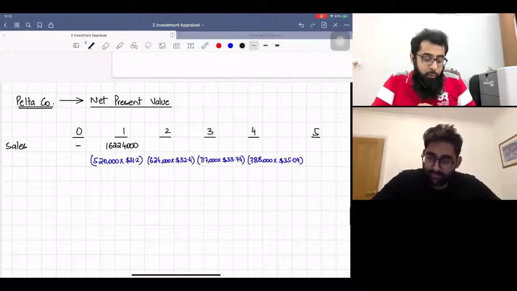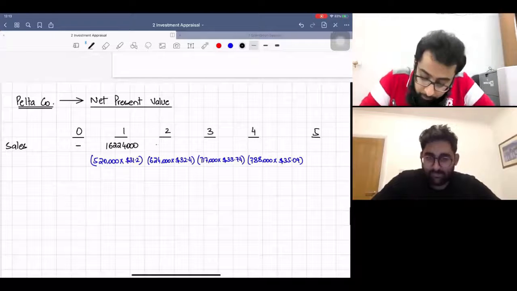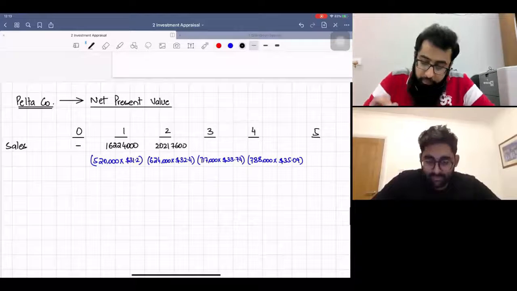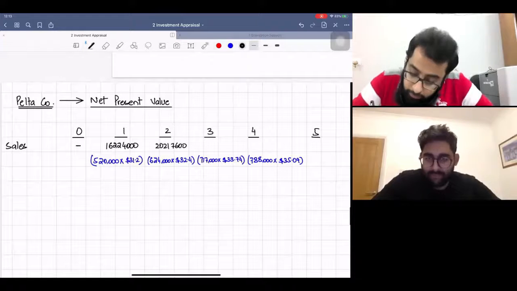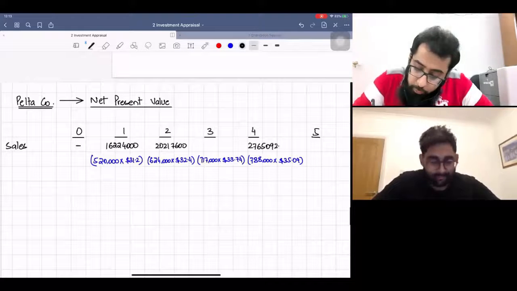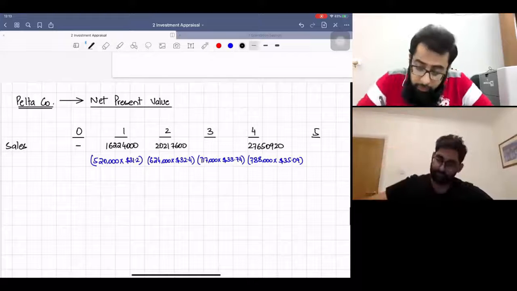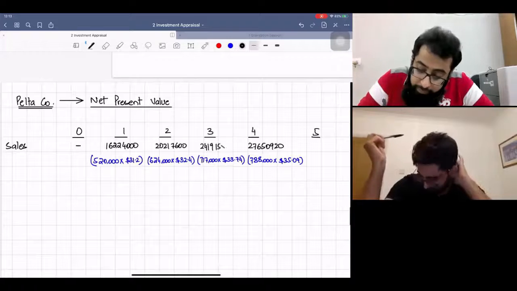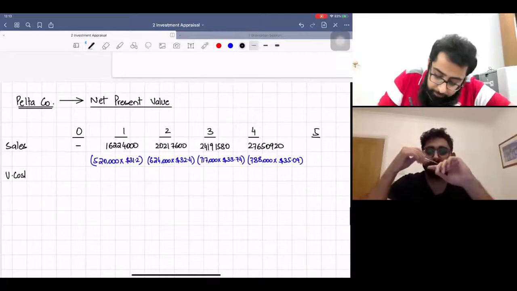624 into 32.4, 2021. Year 4. 7600. What's there for amount? 2765 0920. And then 33.74. So this gives me 24191580. Okay. So then we will have variable cost.